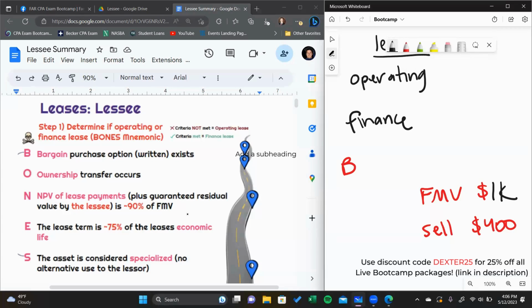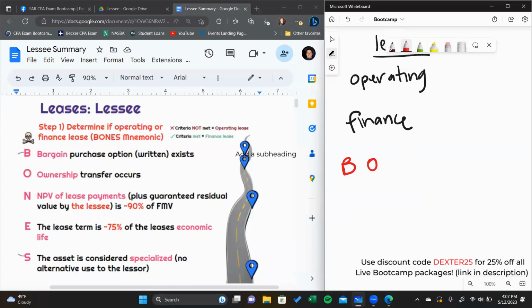Another example would be if the asset was worth $2,000, but they were willing to sell it to us for $200. Right. It's such a discount that the person leasing the asset would have a very difficult time passing it up. That's essentially a bargain purchase option. So if a bargain purchase option is present within the lease, then we would classify that lease as a finance lease. Now the O is transfer of ownership.